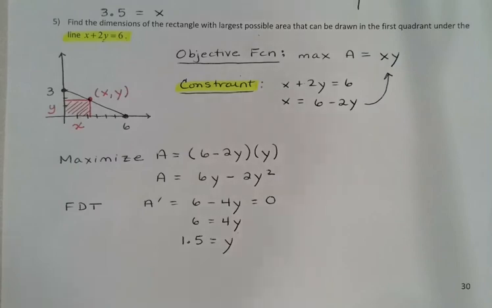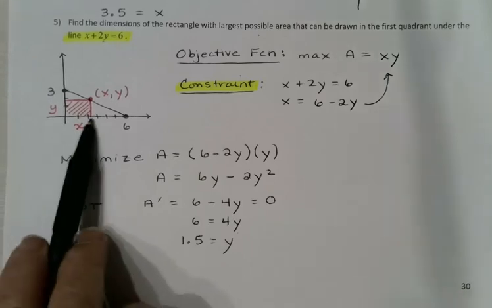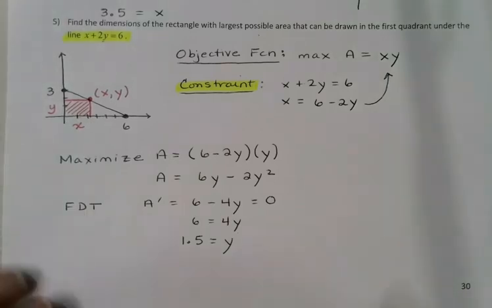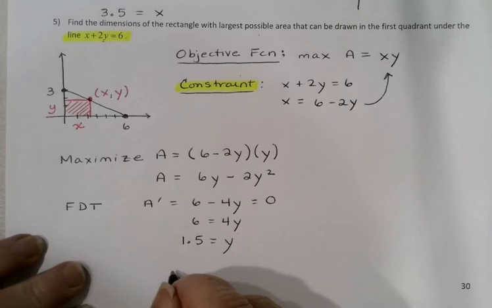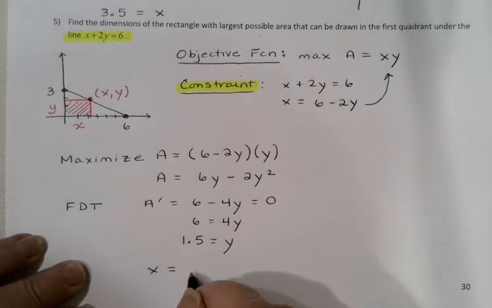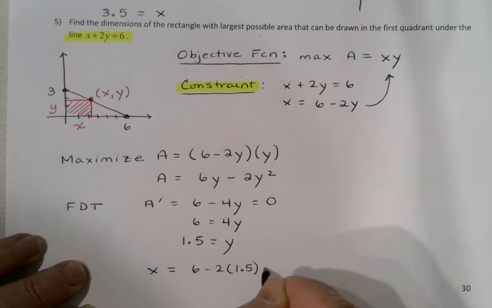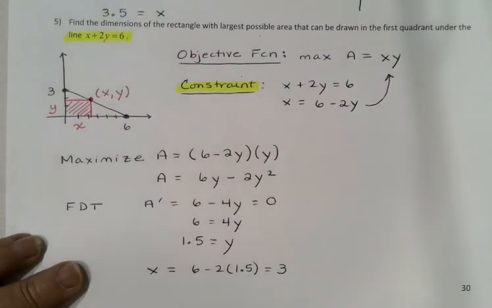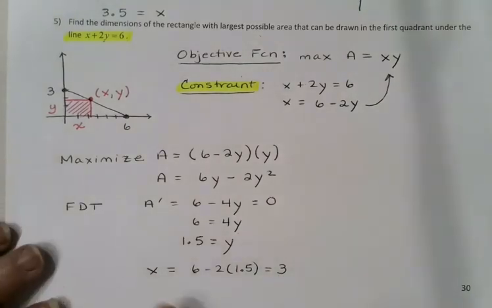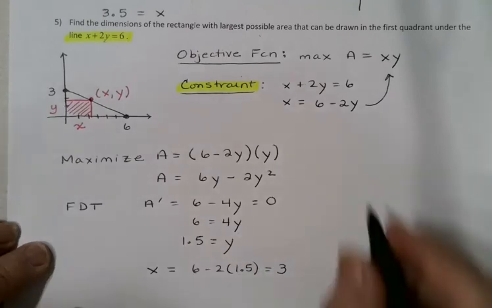I wanted the dimensions, plural, of my rectangle. I now know the height here, the width is 1.5, but I still need to know the x, the other dimension. So I'll plug back into my constraint. X is 6 minus 2 times the y of 1.5, which would be 3. So the dimensions of my rectangle would be 3 by 1.5.